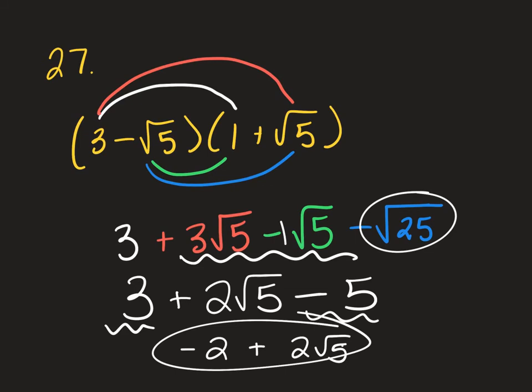So when you're doing these FOIL ones, whatever you get on the end for your last term, you should always be able to take the square root of that.